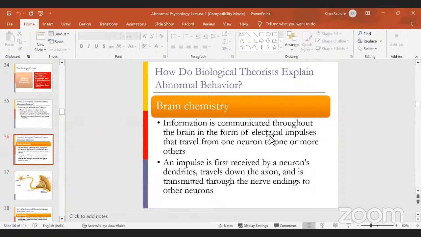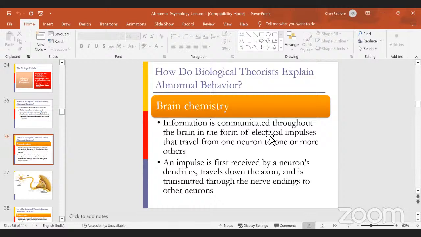Okay, so similar to hormones, we have some chemicals in our brain also, and those chemicals are called neurotransmitters. One more name for neurotransmitters is chemical messengers. Different types of neurotransmitters are present, like we have different types of hormones in our whole body. Similarly, we have different neurotransmitters in our brain. Okay, so what happens is that we have neurons in our brain.